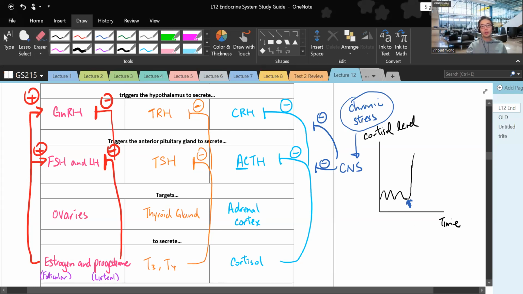Until it reaches a new level. Okay, and then it's just going to stay there for some time. Okay, so this is a chronically elevated cortisol level.